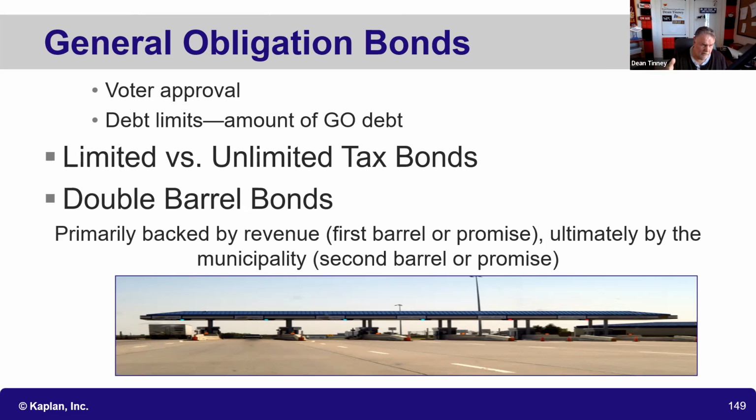The tax is limited on the taxpayers. Unlimited tax would be hell or high water. So if 2 mils doesn't get it done, we go to 3 mils, 4 mils, 5 mils. Now, again, from the test perspective, we're asking you to think of this from the bondholder's perspective. And from the bondholder's perspective, I would like to be holding unlimited tax bonds. Hell or high water, they're going to charge whatever's necessary to pay me my interest.